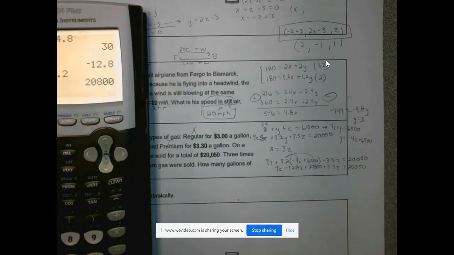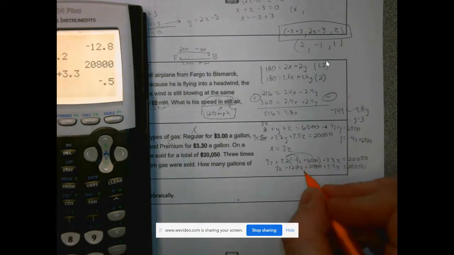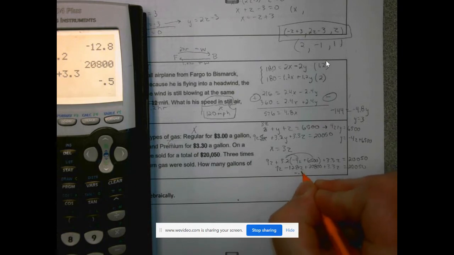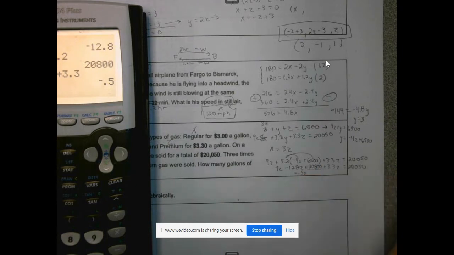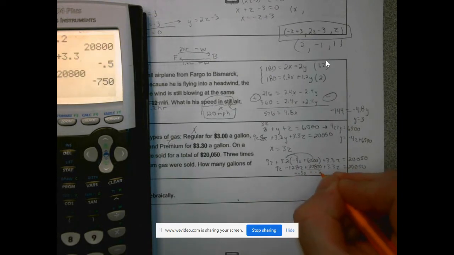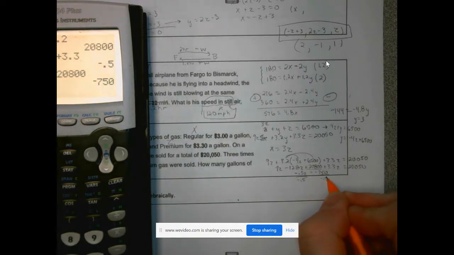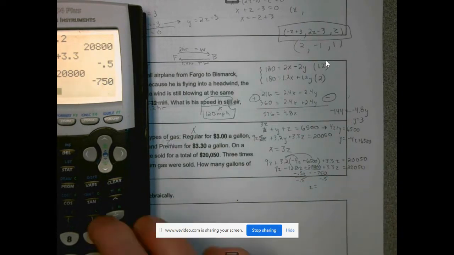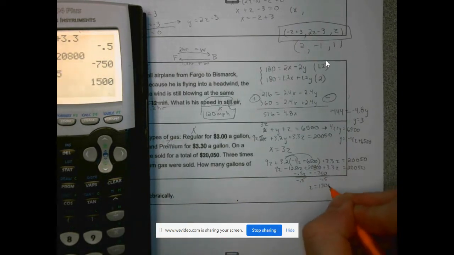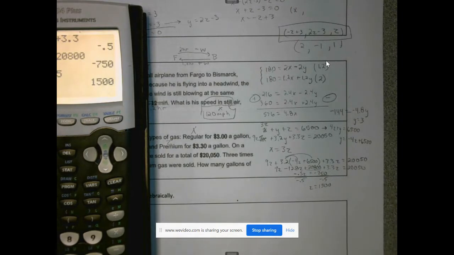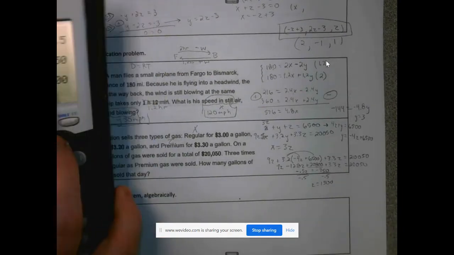9Z. So you have 9 minus 12.8 plus 3.3. So that is negative 0.5Z. I'm going to go ahead and subtract that 20,800. Negative 750. And then I divide by negative 0.5 to get 1,500. So you have 1,500 gallons of premium gas.